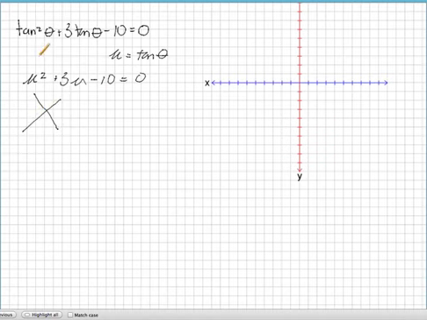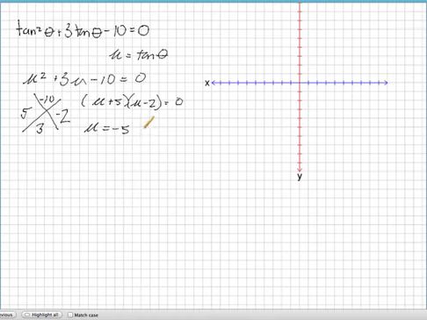We are looking for something that multiplies to negative 10 and adds to 3. I know 5 and 2 multiply to 10, and it looks like this bottom number is bigger, so the positive number wins. So it's going to be 5 and negative 2. So this equation here turns into u plus 5 times u minus 2 is equal to 0. The solutions to this are, of course, u equals negative 5 and u equals 2.